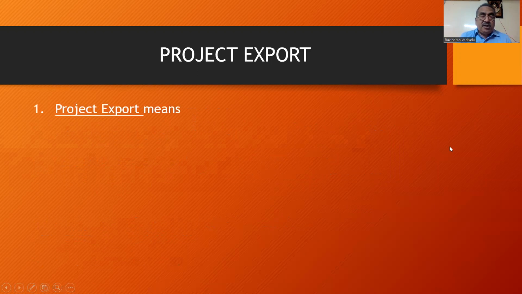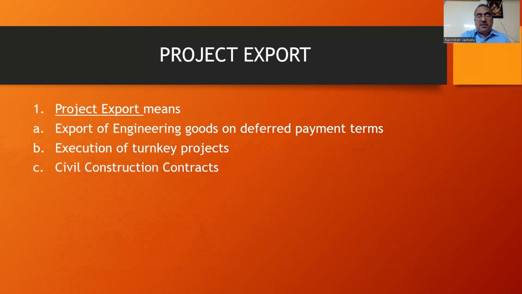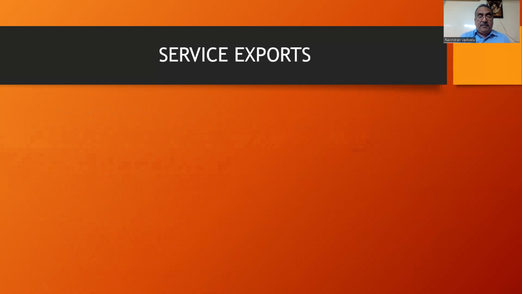What is meant by a project export? Project export means export of engineering goods on deferred payment terms, execution of turnkey projects, that is, from the beginning to the end, the entire thing, which is called execution of turnkey projects, and civil construction contracts. Then deferred payment contracts. All these are defined as project export as per the FEMA.